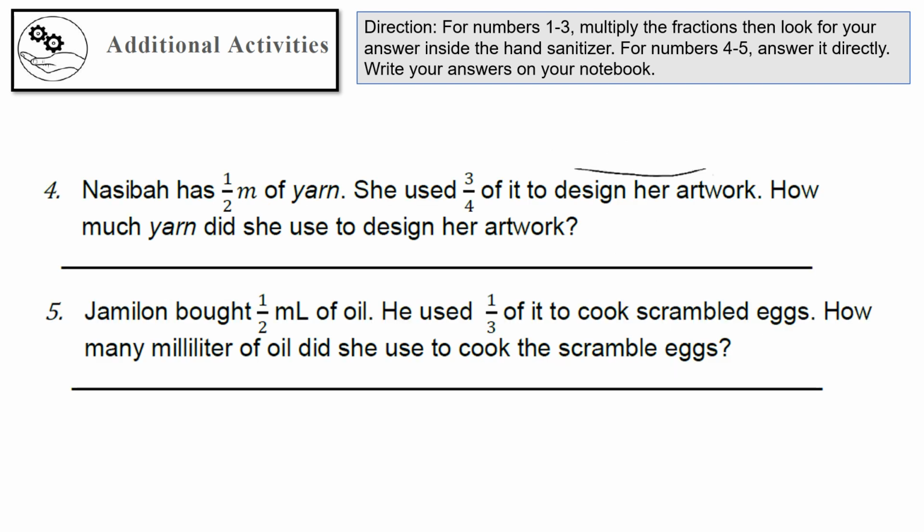For number 4, Nasiba has 1/2 meter of yarn. She used 3/4 of it to design her artwork. How much yarn did she use to design her artwork? Number 5, Jamelon bought 1/2 ml of oil. He used 1/3 of it to cook scrambled eggs. How many milliliter of oil did she use to cook the scrambled eggs?